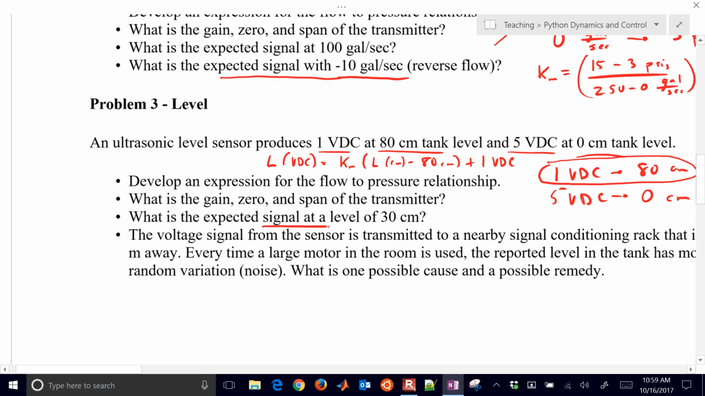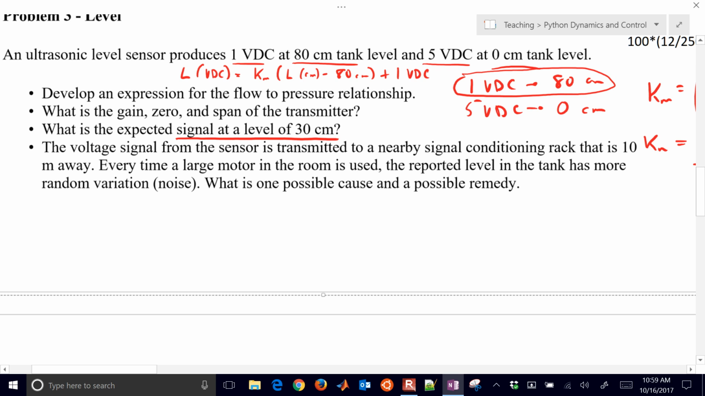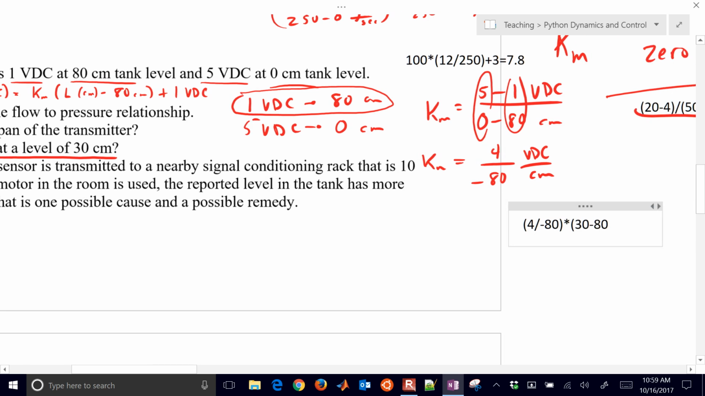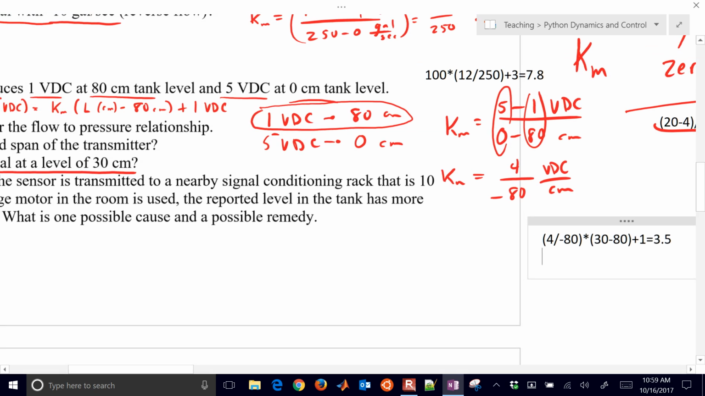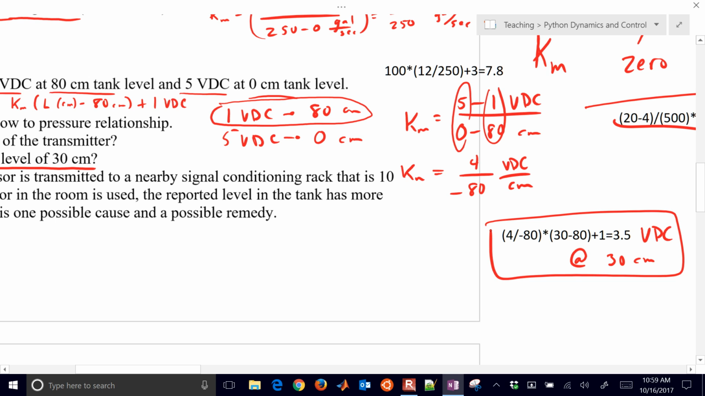And what is the expected signal at 30 centimeters? So let's plug this into this relationship and see what we come up with. Okay, so I'm going to calculate that here. That's going to be 3.5 volts DC, our expected signal at 30 centimeters. So we have a linear relationship there between the two.